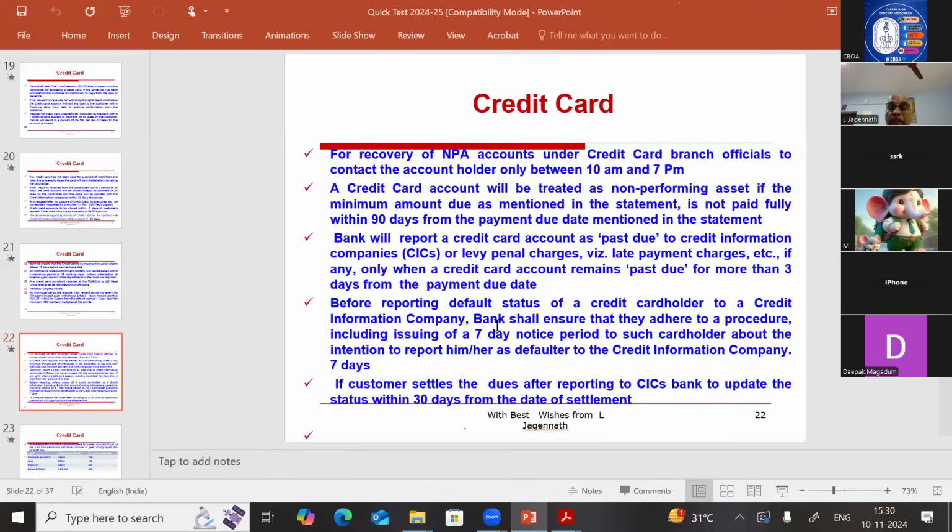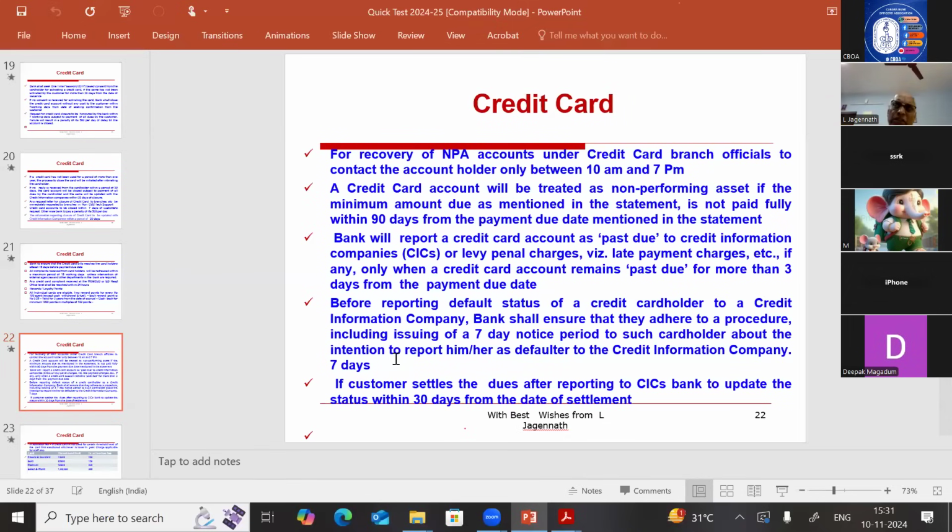Before reporting a default status of a credit card holder to the credit information company, you see here, when do you have to report? Only after 3 days of the past due. And before that, you have to inform the customer. Before reporting a default status of a credit card holder to the credit information company, the bank shall ensure that they adhere to a procedure, including issuing a 7-day notice period to such card holder about the intention to report him or her as a defaulter to the credit information company. So 7 days notice to be given.